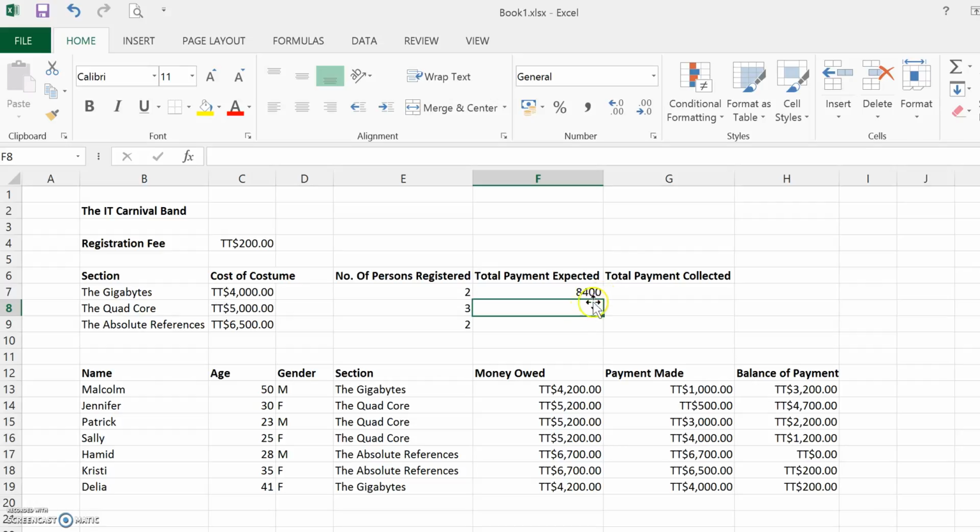$8,400. So notice that it's not just a matter of multiplying the cost of the costume with the number of persons registered. I also have to add in the registration fee multiplied by the number of persons registered and so on. So I might as well just use this registration data here with the money owed. So I'm going to do the same for the quad core and the absolute references.